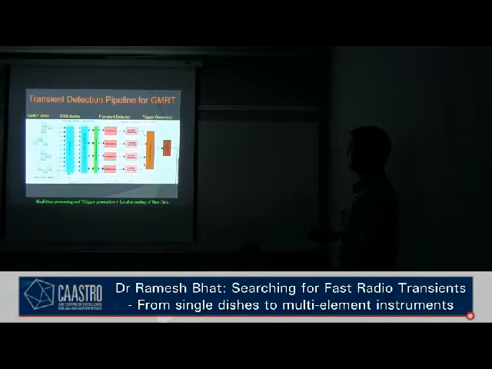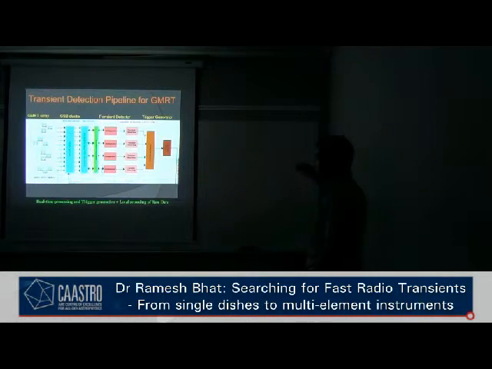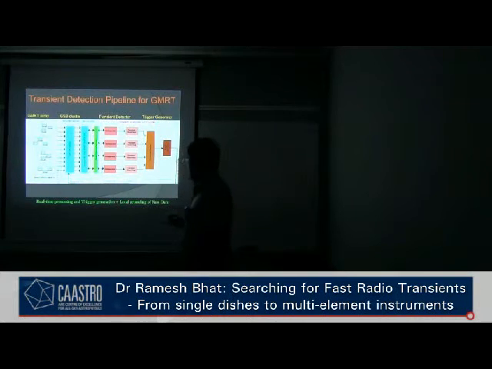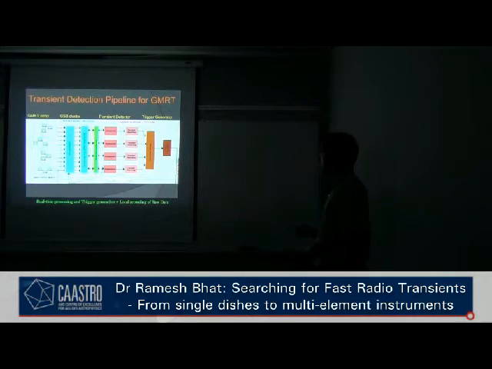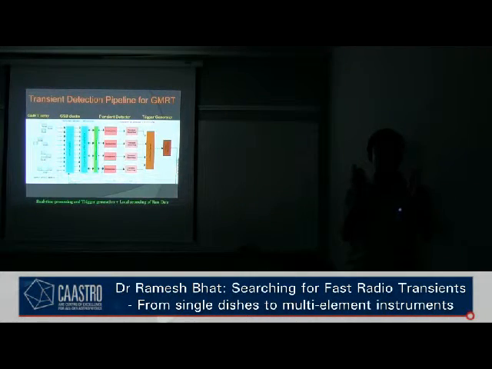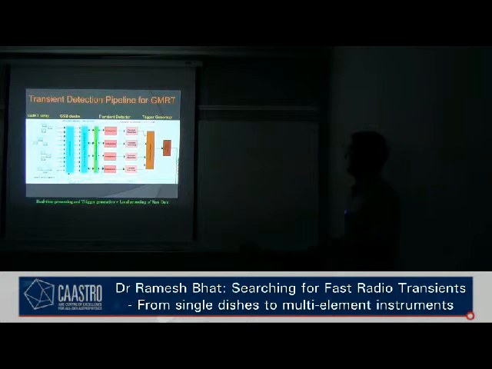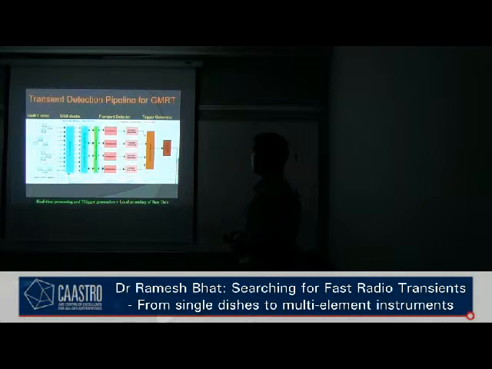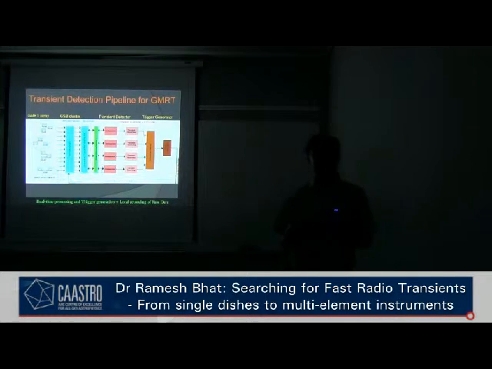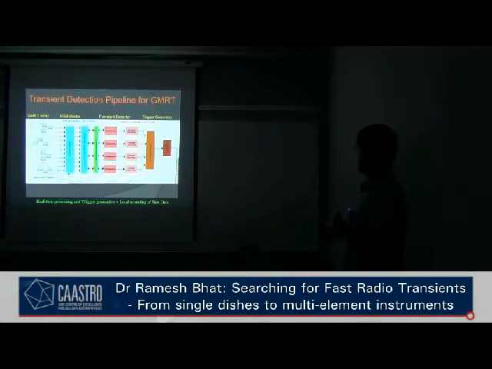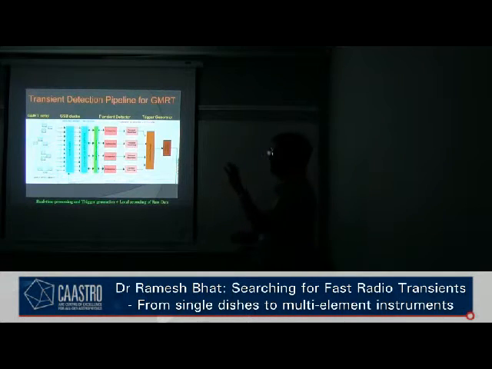So you form the whole array into multiple groupings, and depending on the number of subarrays that you generate, you can have multiple parallel search engines, each one operating on a single subarray data stream, and doing de-dispersion and transient searching all in real time. And then once you find the event, you alert the recording system to save that data for further scrutiny.